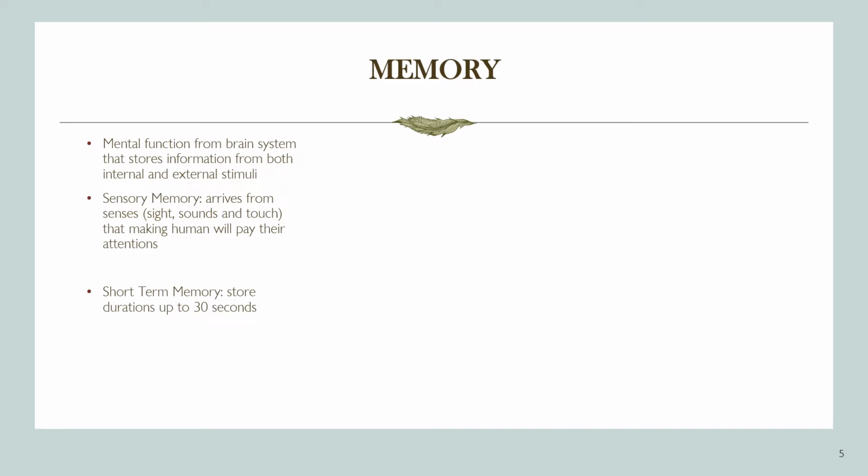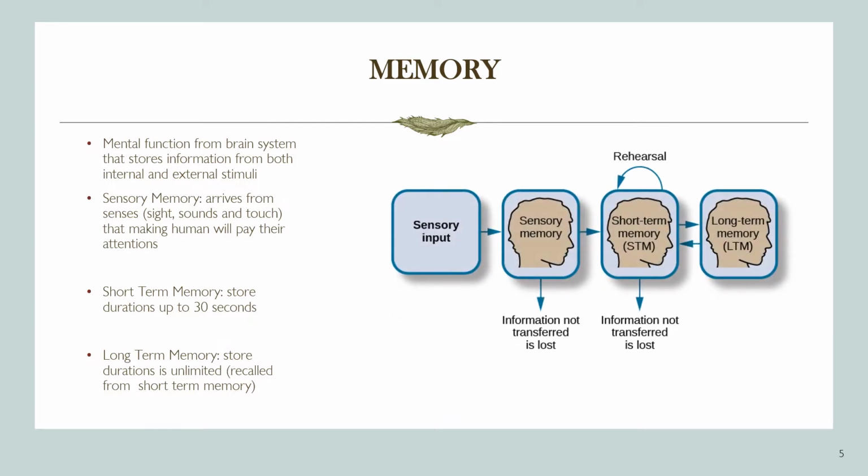There are two types of memory. First one is short-term memory. It stores information for a duration of up to 30 seconds. The second type is long-term memory. The storage duration is unlimited. Here is the flowchart of the memory. We can see that the information will come from the sensory inputs of humans, and it will be received by the sensory memory. Next, it goes to the short-term memory and also the long-term memory if the short-term memory is rehearsed.